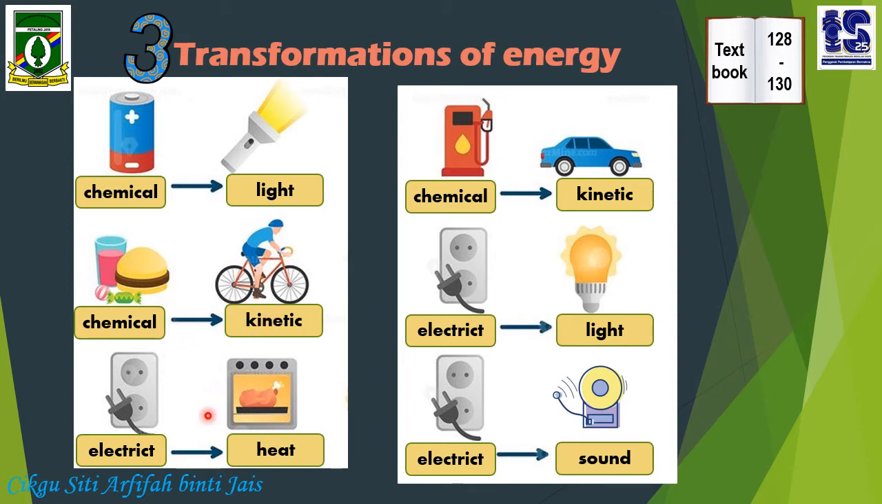There are many electrical appliances in our house. For example, this oven. In this situation, electrical energy is transformed to heat energy, and maybe plus kinetic energy because the plate is moving, and also light energy because there is light in the oven. It means the electrical energy is transformed into three forms of energy.